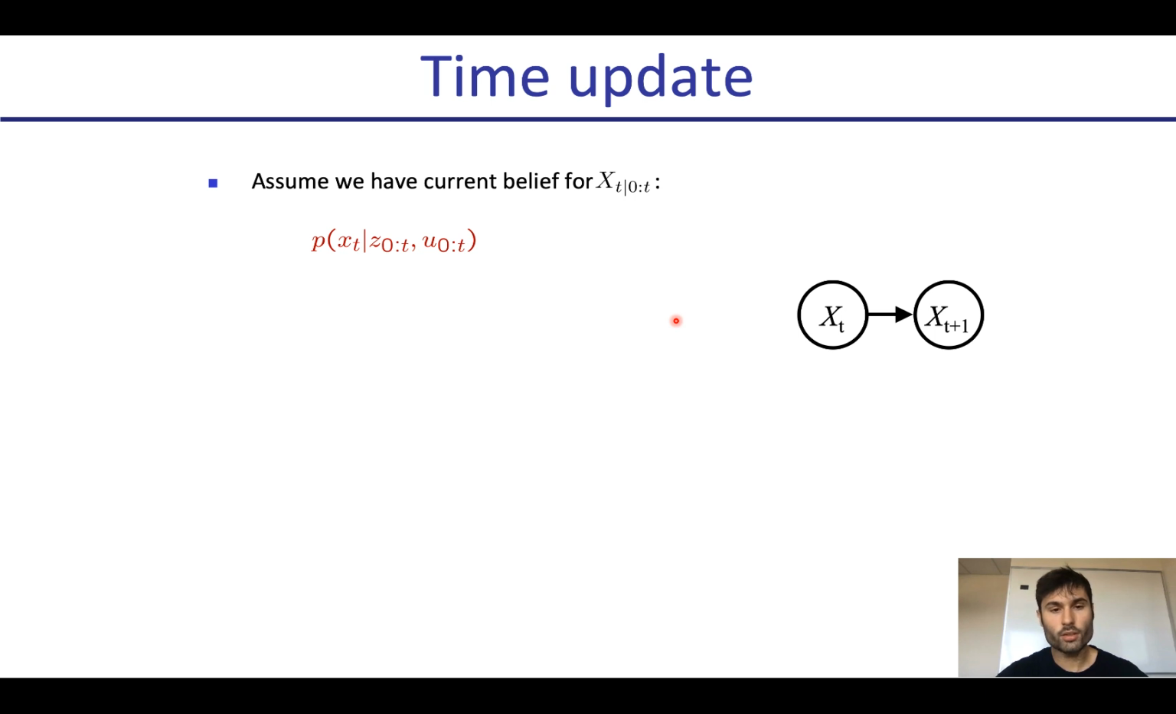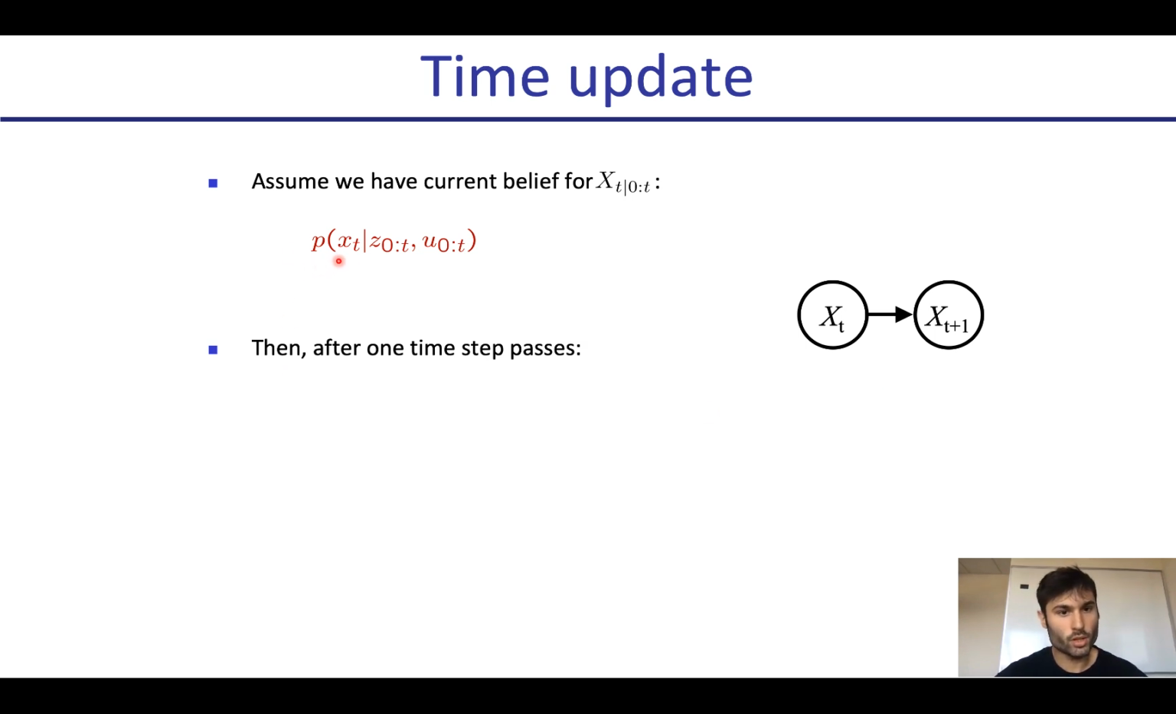So there are three updates in this Kalman filter, and the first is the time update. The time update is just obtaining the prior of xt plus 1 given xt. Here we don't yet assume that we have observed the measurements of the sensor. We just know that given xt and our dynamics model, what is the xt plus 1 that I predict.